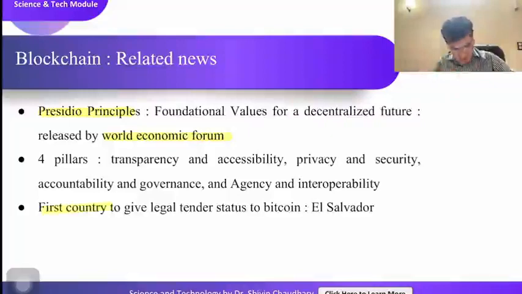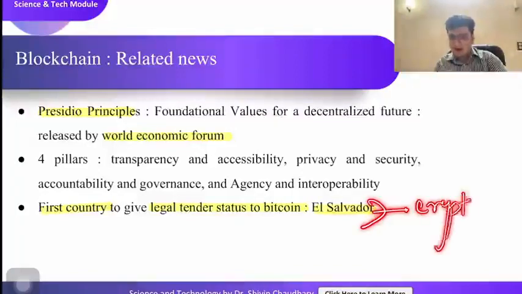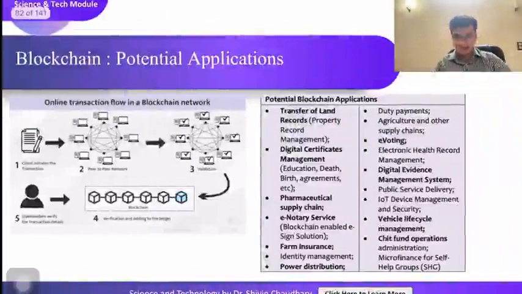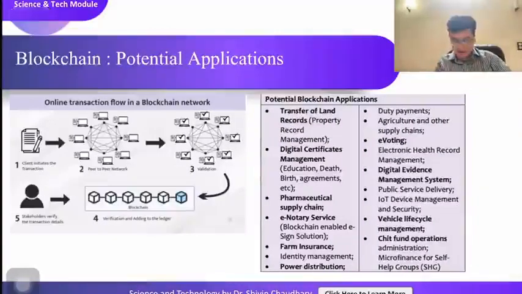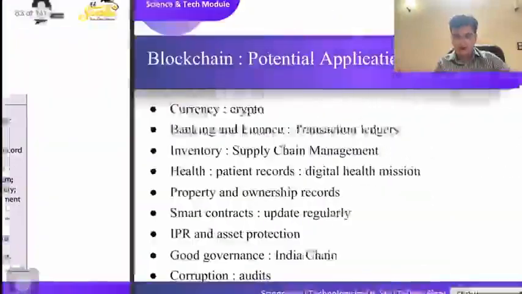Now, the first country that gave legal tender status to Bitcoin was El Salvador. And today, after this class ends, please read cryptocurrency from economy. Now you will understand at a different level. Okay? Now, these are the potential applications of blockchains. Just read them. There's nothing big in this, right?